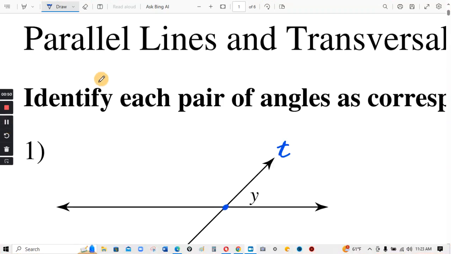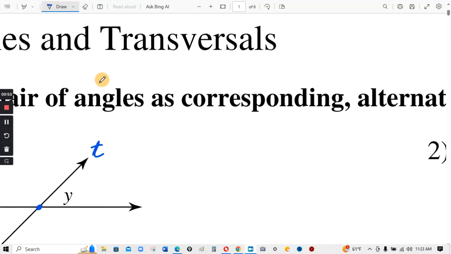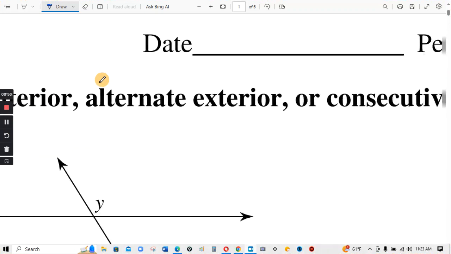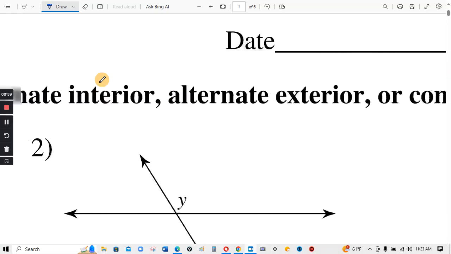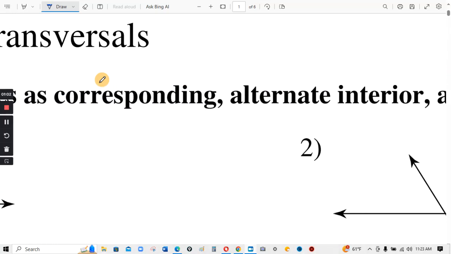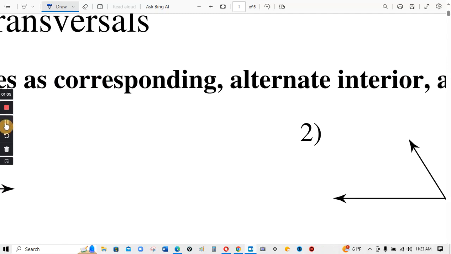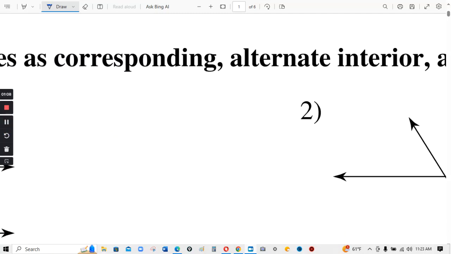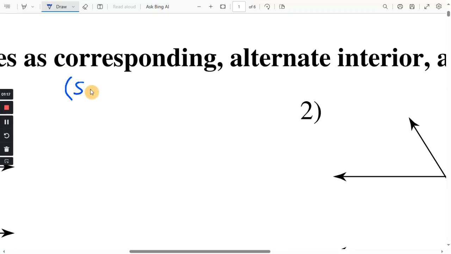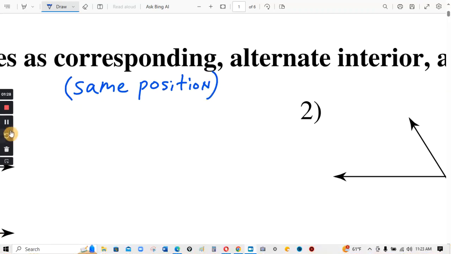Now for the directions, they want us to identify each pair of angles as corresponding, alternate interior, alternate exterior, or consecutive interior. So, if you recall, just briefly, for corresponding, and we'll go over this in more detail, corresponding just means the same position. The angles are in the same position. So, we'll go over that in a minute.